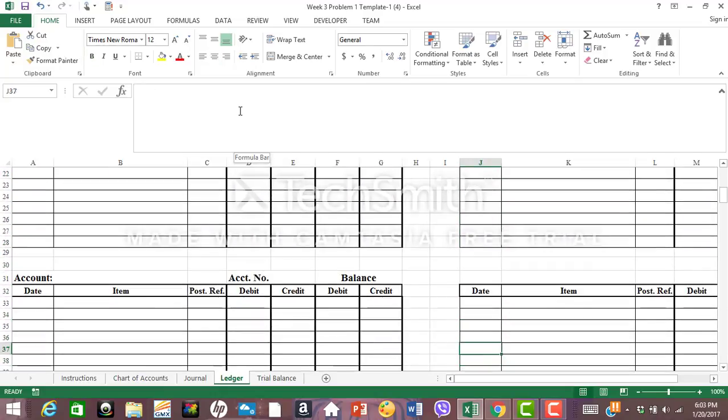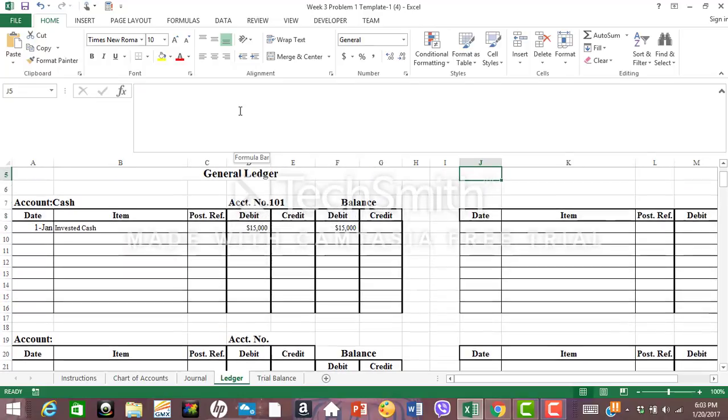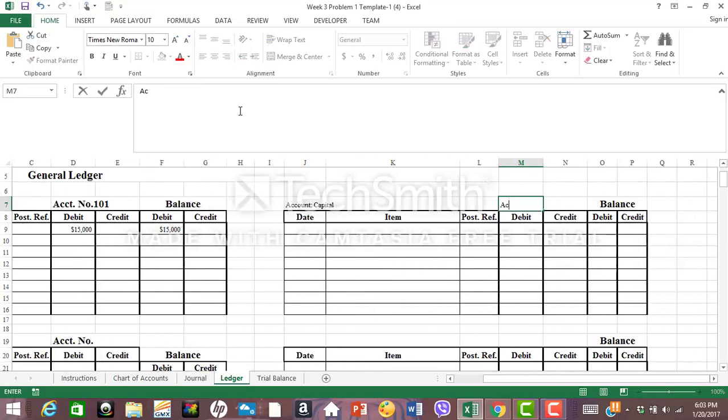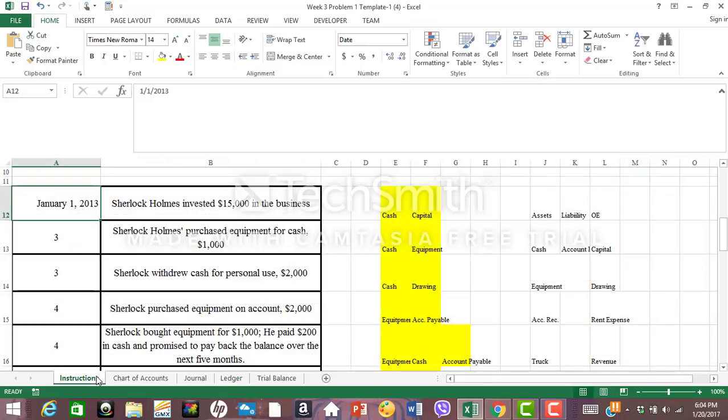Let's do the other one. I kind of wish we had account and account number, but let's do this. Account would be capital, which is under owner's equity, account number 301. Date January 1st, invested cash, and we would credit 15,000 here, and our balance would be 15,000 here. All right, so we are done with the very first transaction. I'm just going to mark the completed ones with yellow.